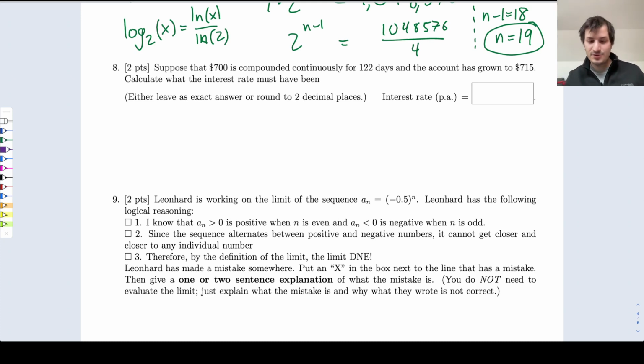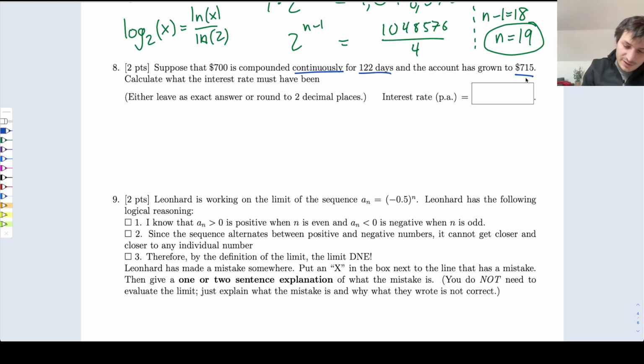Okay, these are the solutions to the last two problems. Suppose that $700 is compounded continuously for 122 days, and the account balance has grown to 715. Calculate what the interest rate must have been.